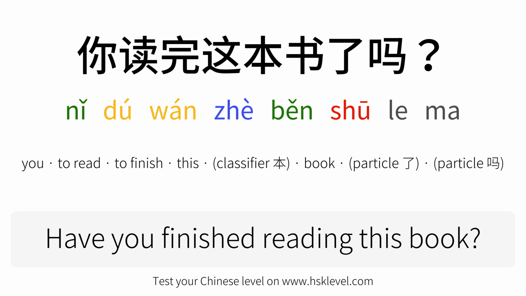The fourth chunk is 这本书, which is the object of the verb. It consists of three words, 这, which is a demonstrative adjective meaning this, 本, which is a measure word for books, and 书, which is the noun meaning book. Together, they mean this book.